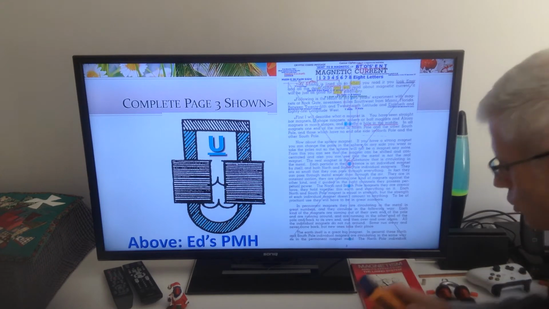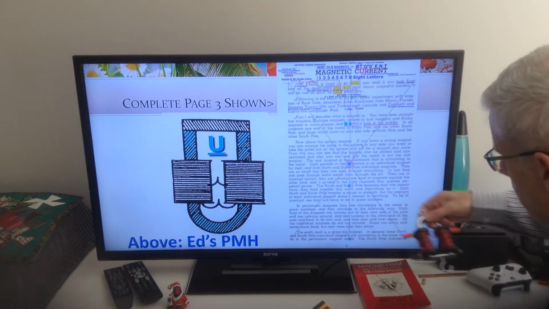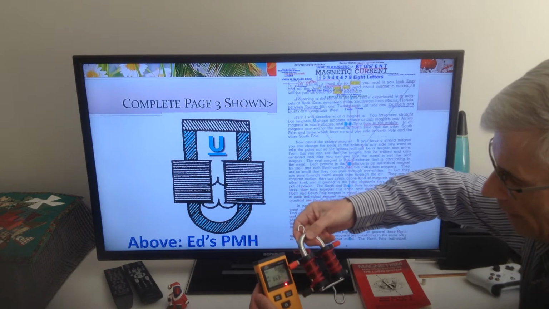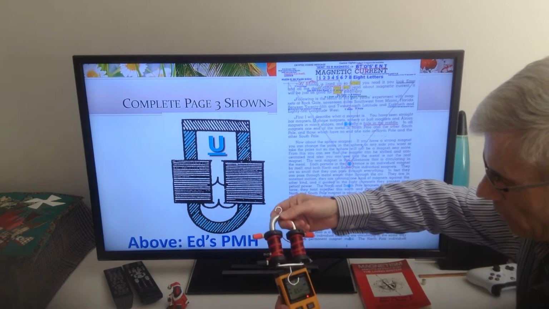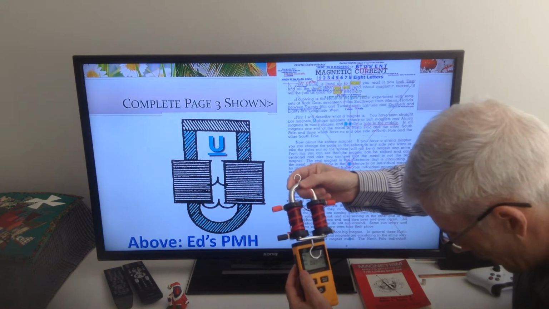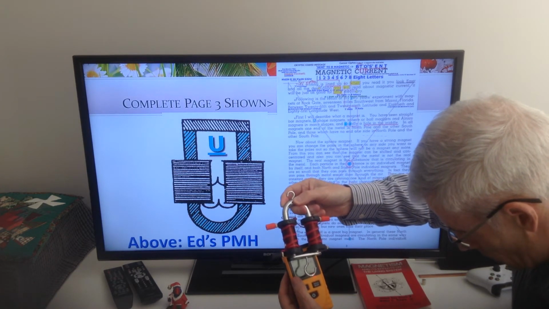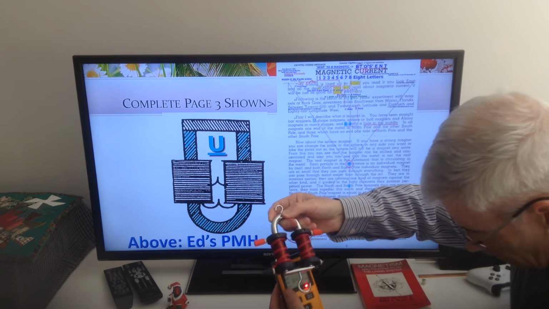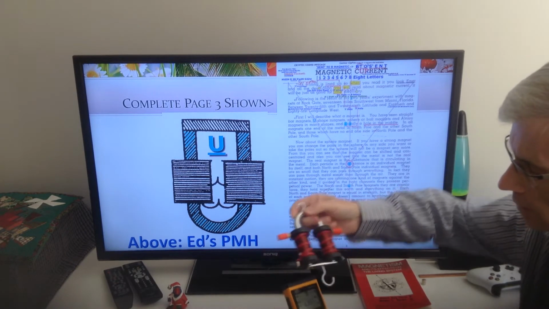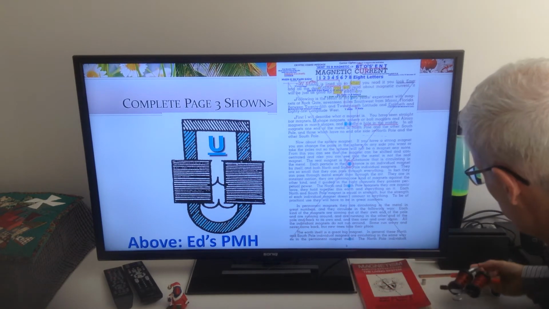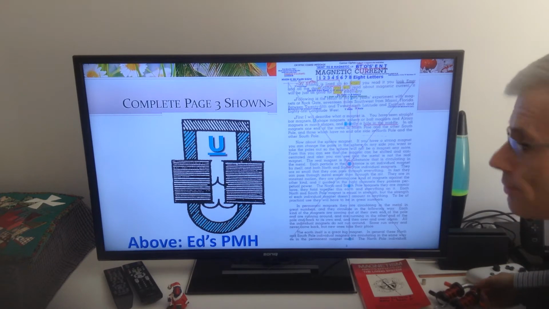The other thing I want to do is measure this, just to show you that there's quite a bit of energy captured in there. You can see the Teslas in the H field. I measured about half a micro Tesla here. You can see it's triggering on the radiation meter.